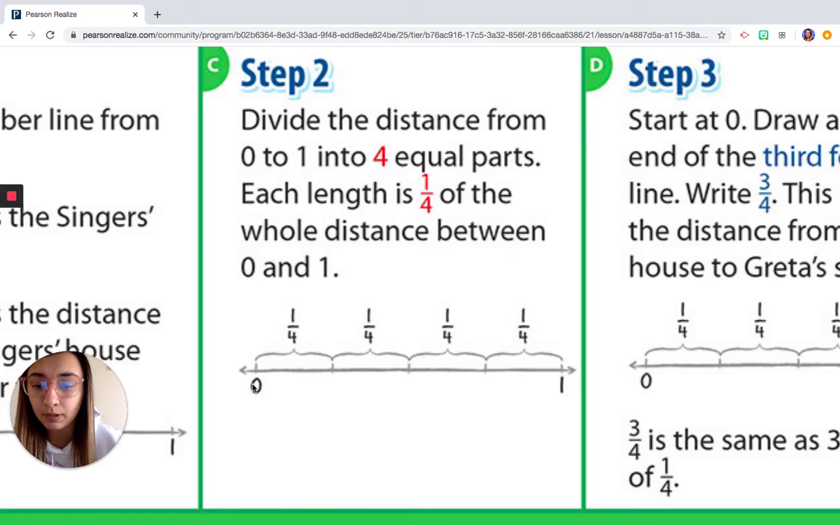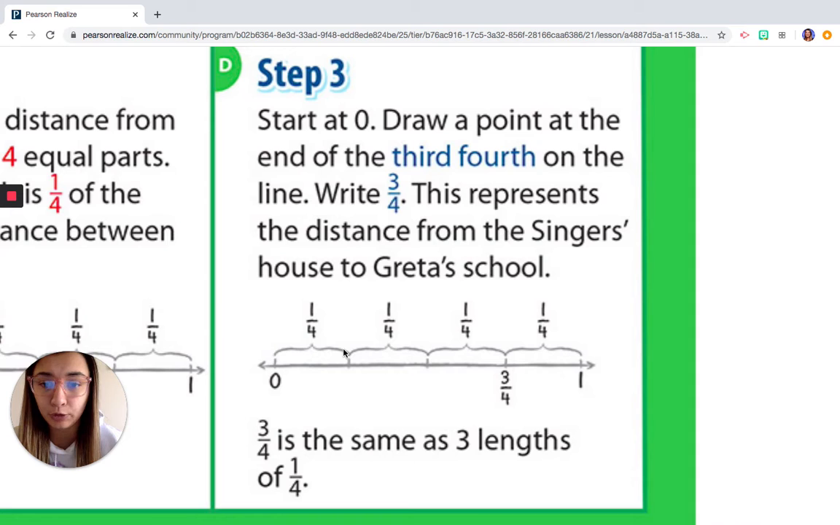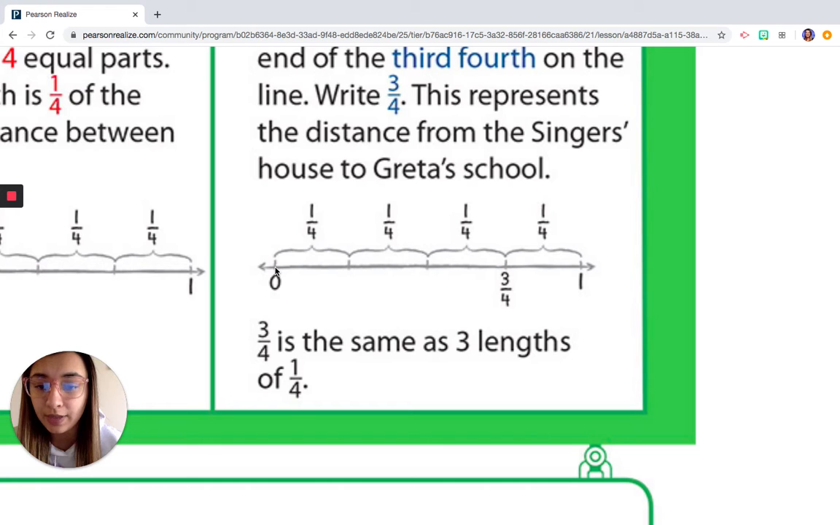They made a number line 0 to 1, and they divided it into 4 equal parts, 1, 2, 3, 4, and they're all 1/4. Now we're going to go to step 3. It says start at 0, draw a point at the end of the 3rd fourth on the line. Write 3/4. This represents the distance from the Singer's house to Greta's school. Right here you saw that they got 1/4, 2/4, just like our shape, 3/4. They wrote it down, and they said 3/4 is the same as 3 lengths of 1/4.